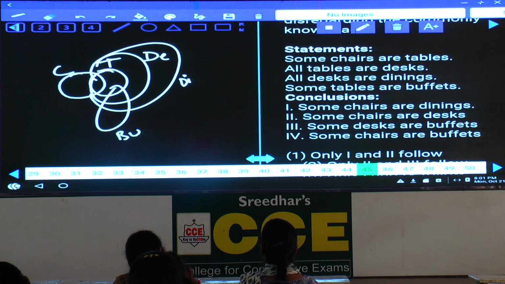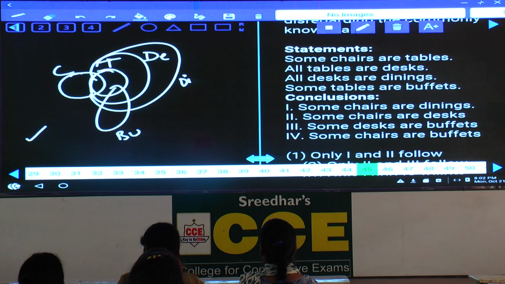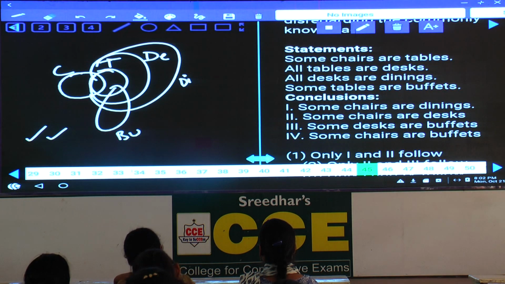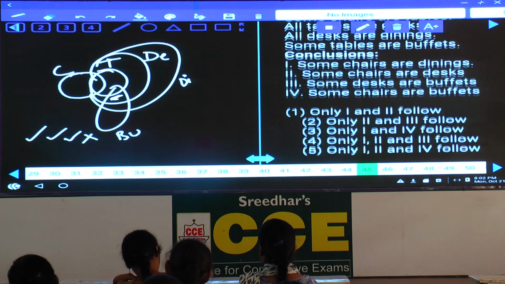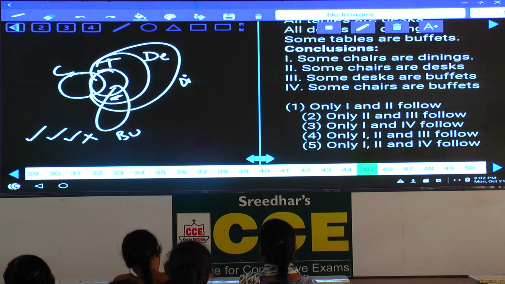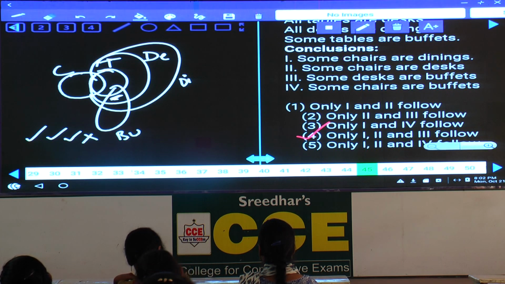Then first one, some chairs are dining. Some chairs are dining, definitely true. And some chairs are desk, this is also true. And third one, some desks are buffet. Yes, that is also definitely true, because this is the intersection of these two. And fourth one, some chairs are buffet. Now some chairs are buffet, that is false. Then what is your answer? Only 1, 2 and 3 follow. 1, 2 and 3, choice 4 is the answer. As question number 45, it is choice 4.